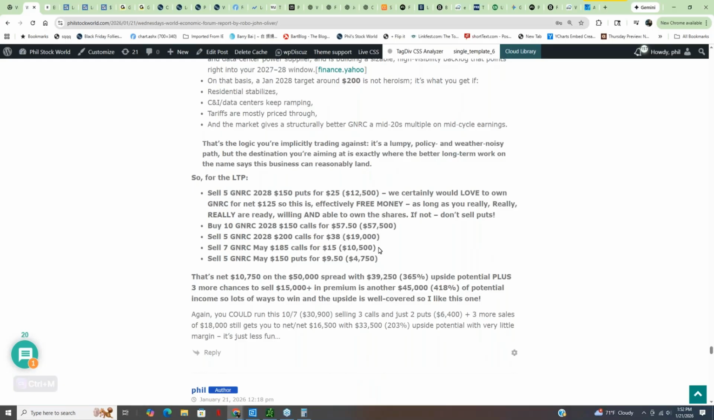How much money? Well, since we're netting in for 10,750, we have a straight up 39,250 upside. That's 365% at 200 in 2 years. And don't forget, it's at 170 now. It's already 20 in the money. So 20 times 10 is 20,000. So for net 10,000, we're 100% in the money already.